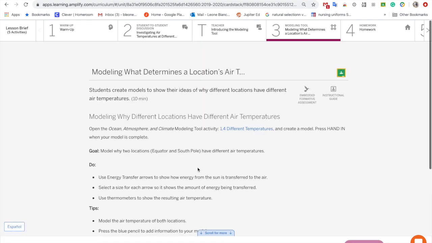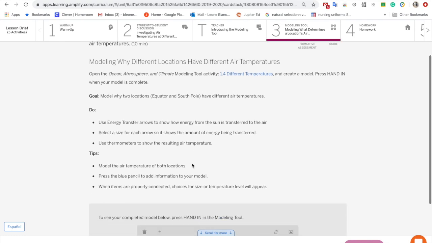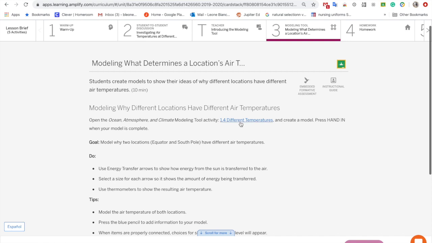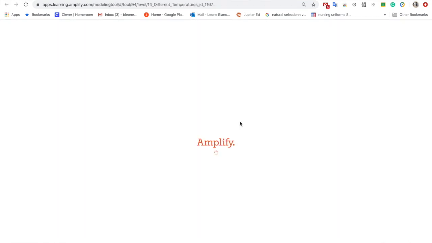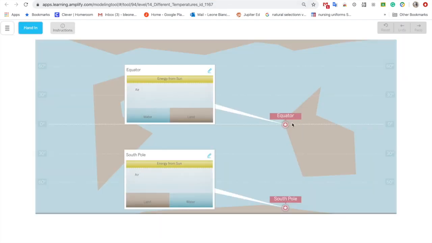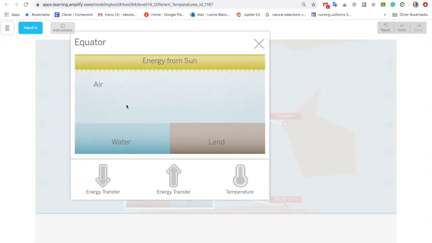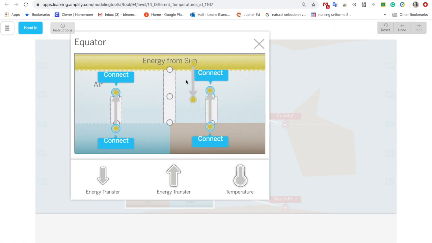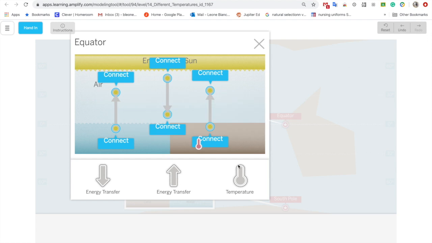And now here's what you're going to do. You're going to use the arrows again to create your idea and click on here. What they want you to do is compare two locations. Now we have one on the equator and one on the South Pole. The one on the equator we already did in the last unit. So we know that the energy is leaving the land and heating up the air, and the sun is heating up the land. I'm going to put this as hot.